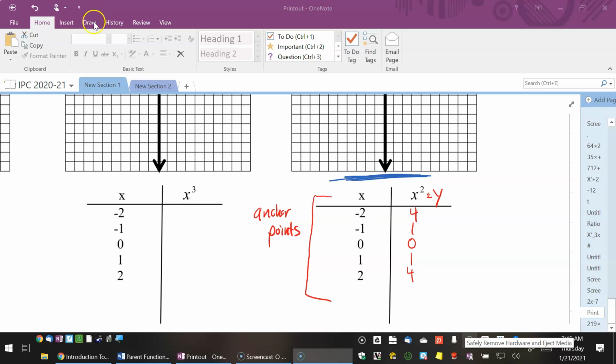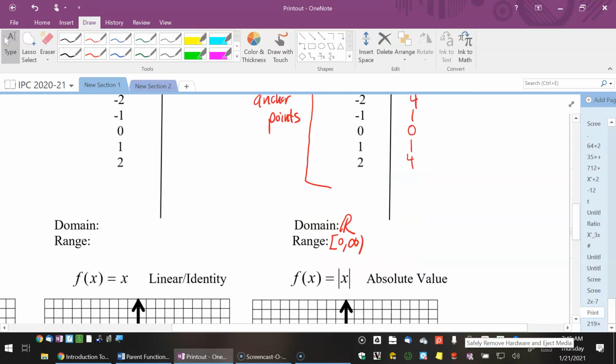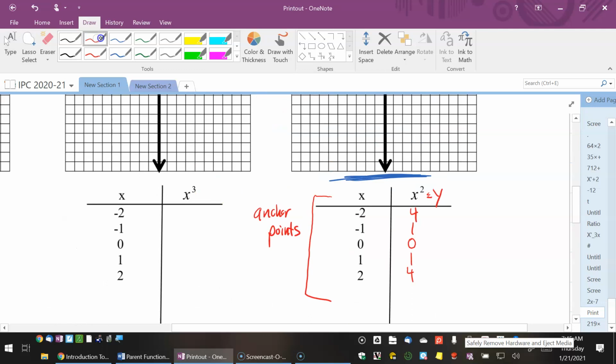Morgan, when x is -2, what is x cubed? -8. Good. Matt, when x is -1, what is x cubed? -1. Nate, when x is 0, x cubed is? It's the easy one. Sage, when x is 1, x cubed is 1. Franny, when x is 2, x cubed is 8. Okay, so these are our anchor points for x cubed.